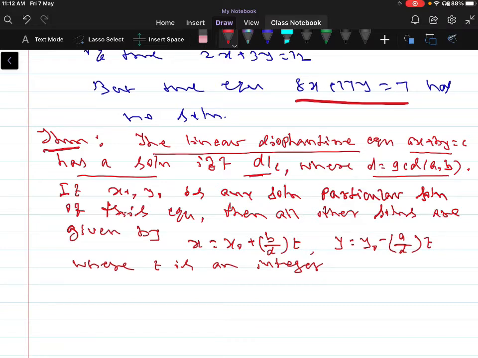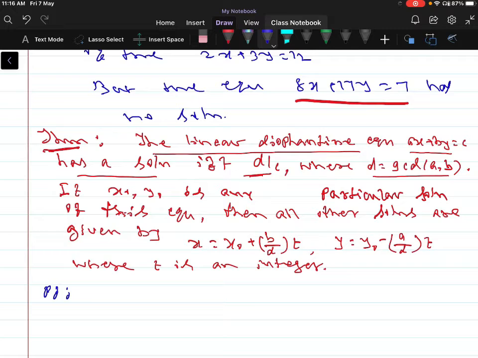If x naught, y naught is any particular solution of this equation, then all other solutions are given by x is equal to x naught plus b by d into t and y is equal to y naught minus a by d into t, where t is an integer.